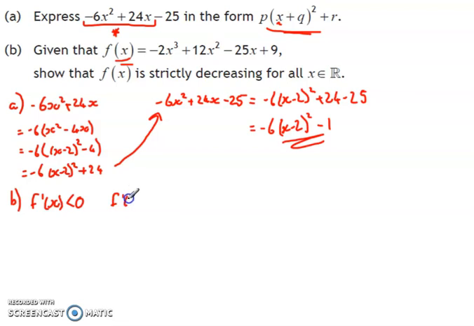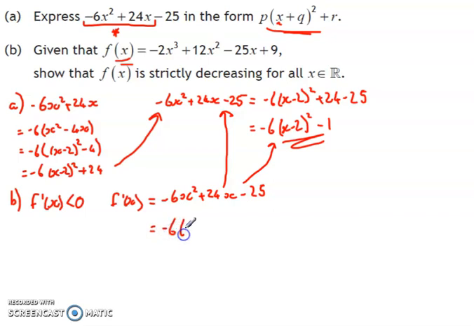So I'm going to get f dashed of x, that equals negative 6x squared plus 24x, take away 25. So I've calculated my derivative. But look at this, lo and behold, this is the equivalent of that. So what I'm going to do is take this and write it in that format, because this will actually come in very handy when we do it.